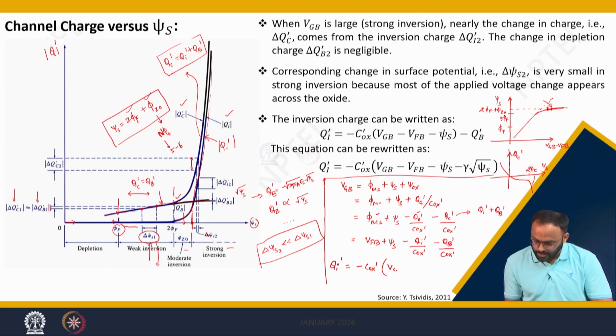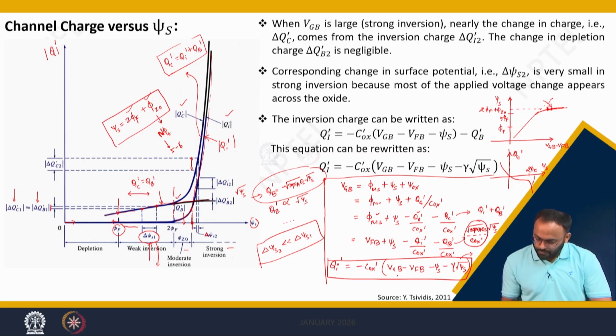It can be written as VGB minus V flat band voltage minus psi s minus gamma into root psi s. How does this term come in? Because qb dash was given by this equation: qb dash was square root of 2 into q into Na into epsilon s, square root of psi s. Now when you take Cox common, ultimately the Cox will come in the denominator and this quantity becomes gamma. So you have a closed form equation which relates the surface potential psi s, VGB and inversion charge.